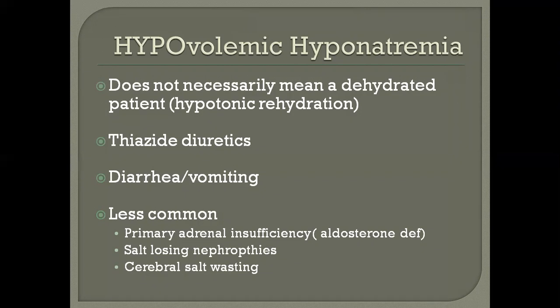The typical examples of hypovolemic hyponatremia are thiazide diuretics, that is a renal loss of sodium. Other common causes, diarrhea or vomiting. And then less common causes include primary adrenal insufficiency, and to be more specific, aldosterone deficiency. Then salt losing nephropathies and cerebral salt wasting. These are the other less common causes of hypovolemic hyponatremia.